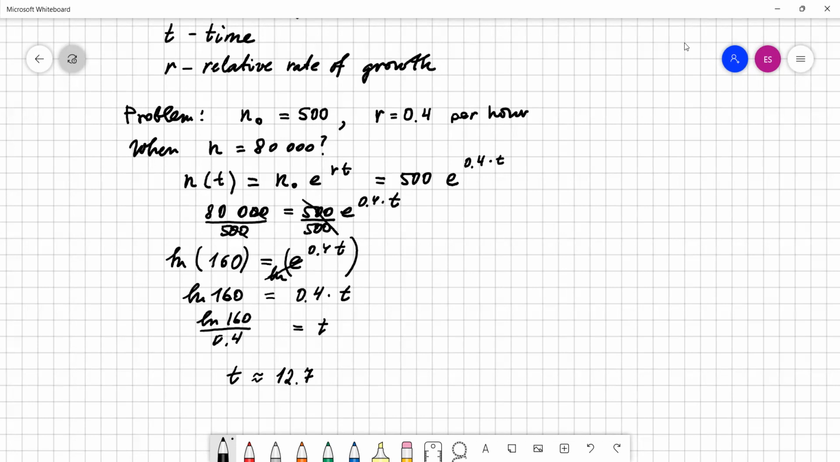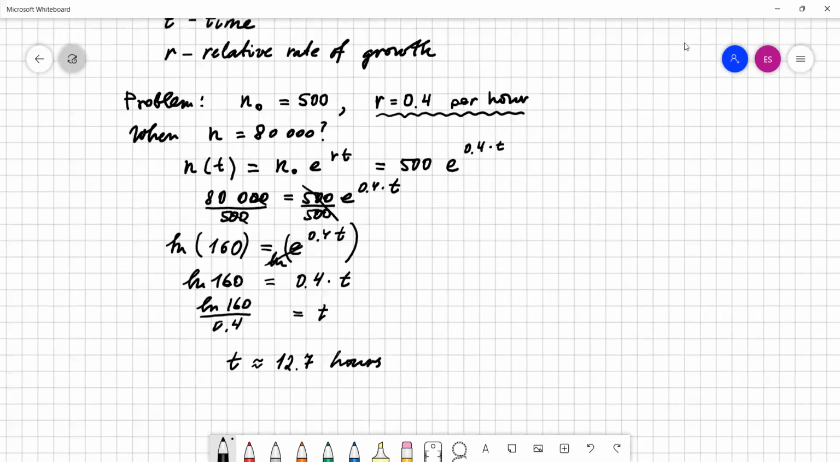The question is, what are the units of time? Is it minutes, seconds, years, days? Well, because the population growth rate was given per hour, we're going to get hours here. 12.7 hours. After 12.7 hours, we are going to have 80,000 bacteria. Well, you see, bacteria grow very rapidly, right? Just half a day, and you have 80,000.